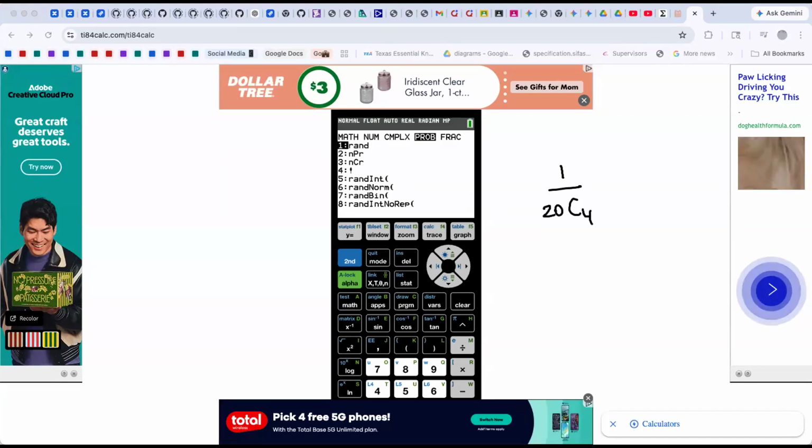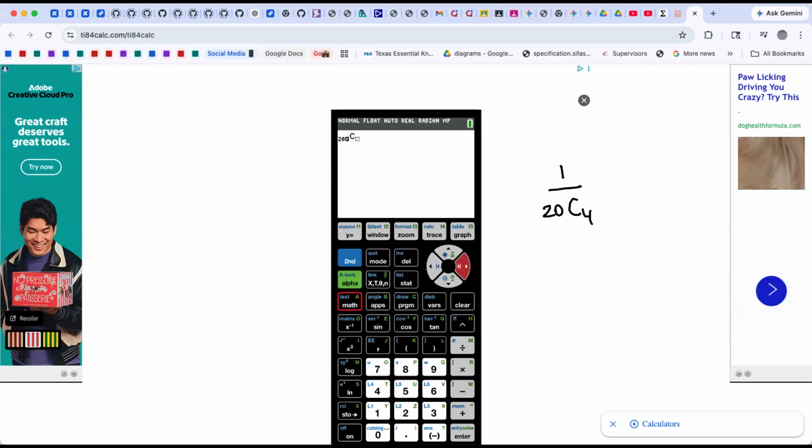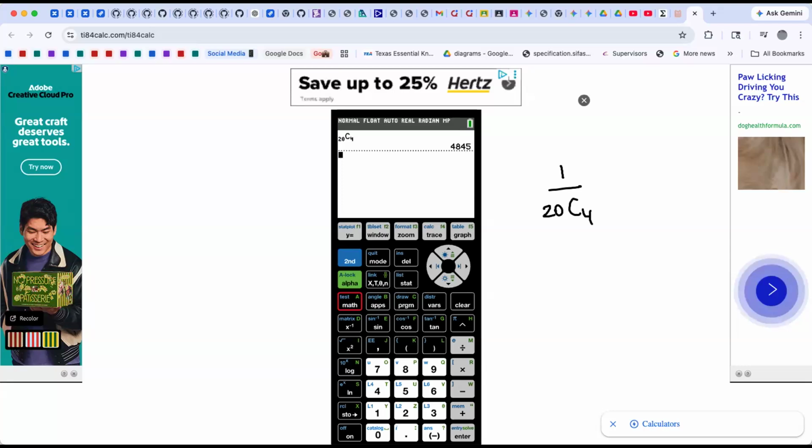How do you do it? So you click on the button math, then go to probability, then come down, click this. Now fill in the values. 20, choose 4. You should know this, guys. See, 4845. Makes sense?